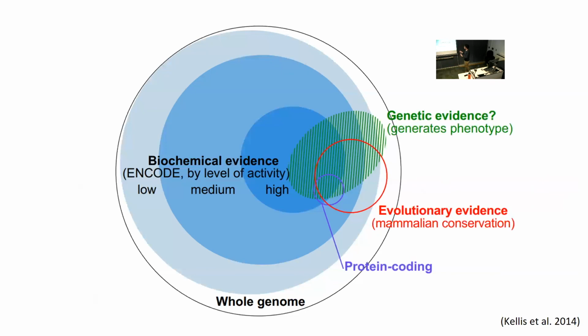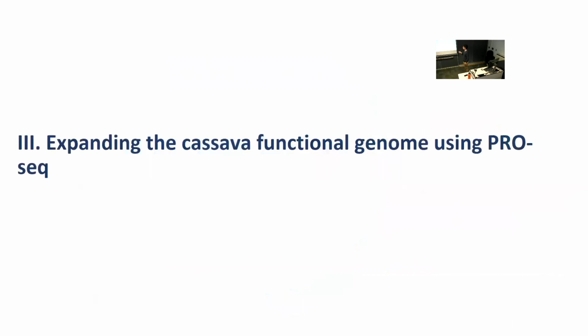We have genetic evidence, which is basically what generates phenotype and what you find when you run a GWAS. And you also have evolutionary evidence, meaning that regions in the genome that are constrained by evolution are more probably functional. So in light of this, I was also interested in trying to find functional elements outside of the genes in the cassava genome. So that brings us to this: expanding the cassava functional genome using PRO-seq.